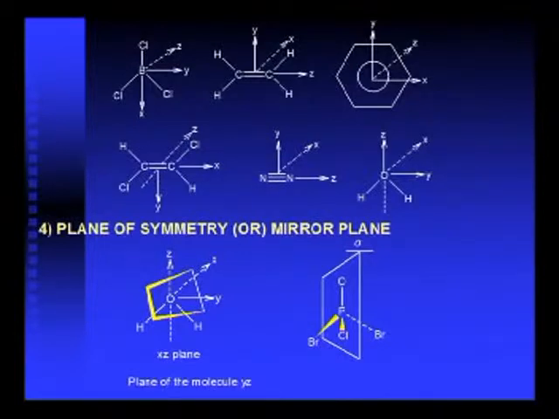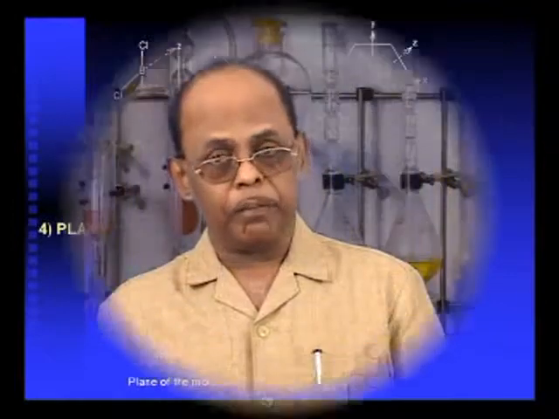But if you take the molecule trans-dichloroethylene, in this molecule we have only one C2 axis. The other C2 axes disappear because the molecule has lower symmetry. The axis which is exactly perpendicular to the plane of the molecule is the C2 axis. The axes which lie on the plane of the molecule will disappear.